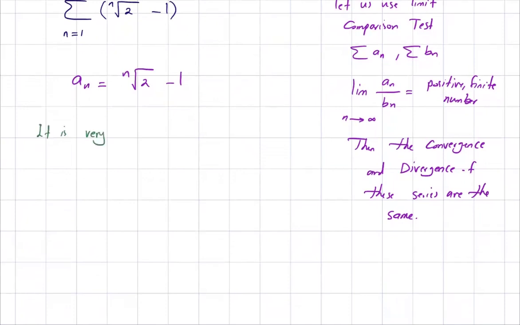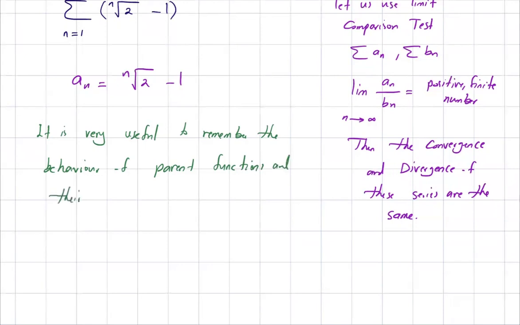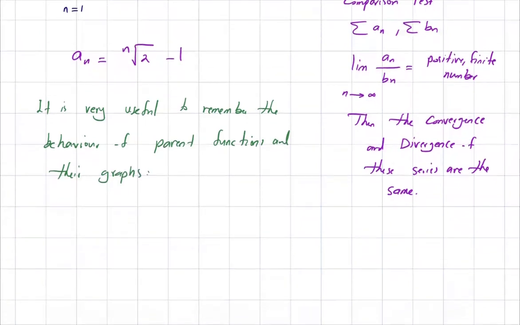It is very useful to remember the behavior of parent functions and their graphs. For example, if you were to graph 1 over x, what does the visualization look like? f of x equals 1 over x. If you remember, the graph behaves like this.